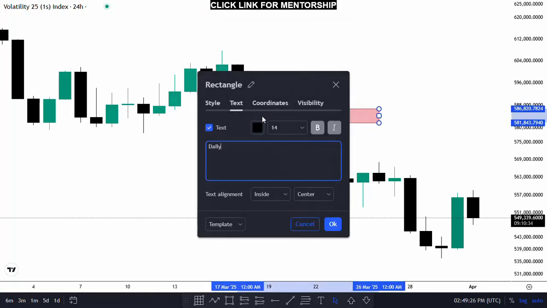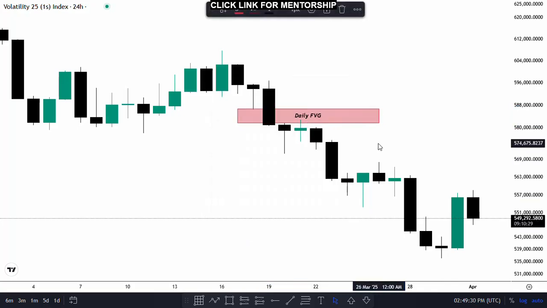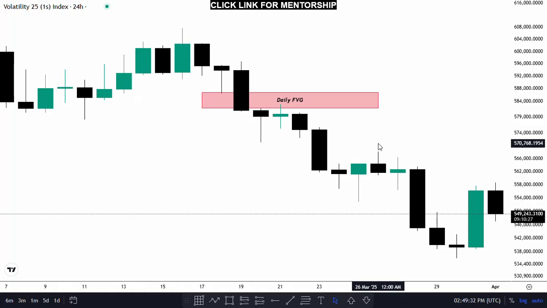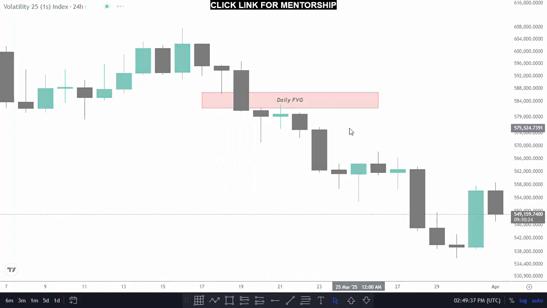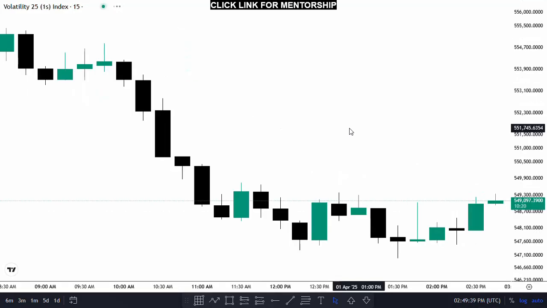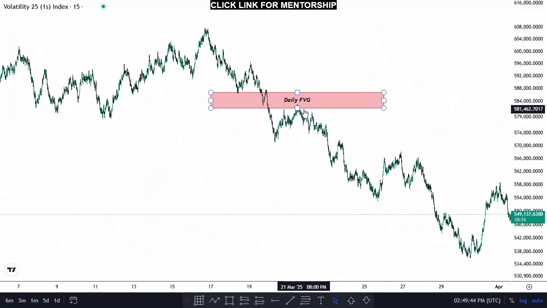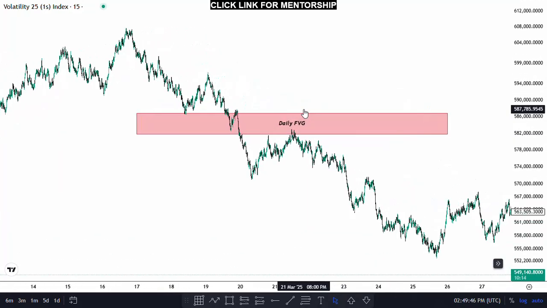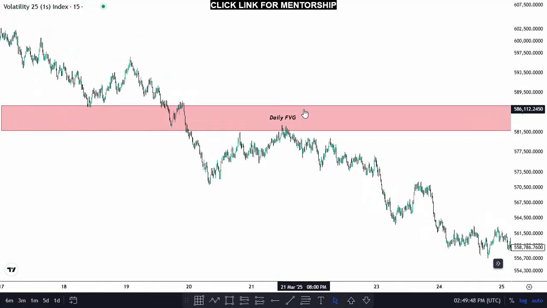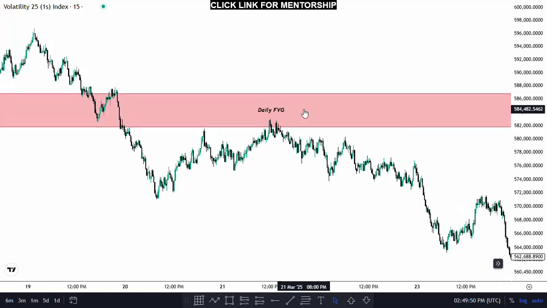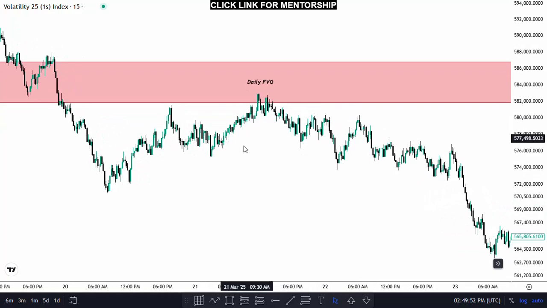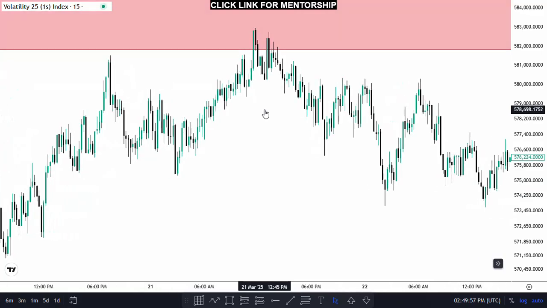That is the daily fair value gap, our higher time frame fair value gap. So when you go down to your analysis chart, my analysis chart is 15 minutes, and you don't have to use 15 minutes. I just like 15 minutes, and sometimes I even switch it up to 30 minutes or 1 hour. So you don't necessarily just have to be using 15 minutes. That's not the standard.